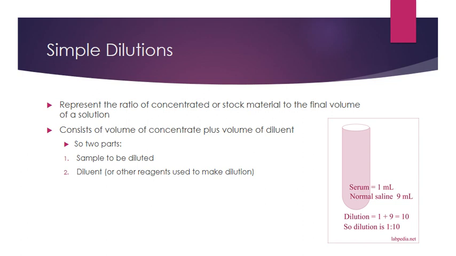Simple dilutions, that's what we're going to deal with today. A simple dilution is the ratio of concentrated or stock material to the final volume of a solution. So there are two parts in a simple dilution: the sample to be diluted and the diluent, or whatever other reagents are used to make the dilutions. So remember our coffee example. We have our coffee, which is our sample to be diluted, and then your water, which would be your diluent.